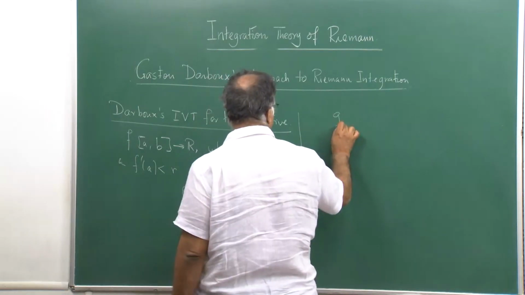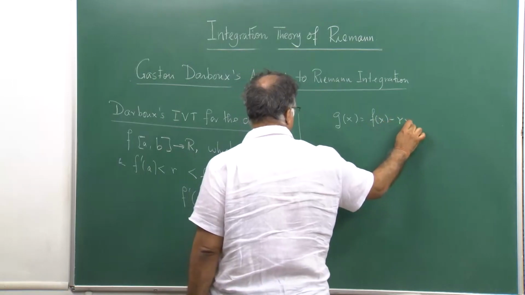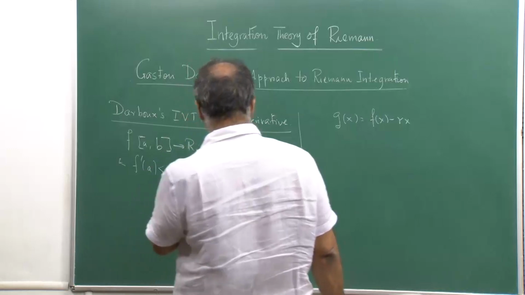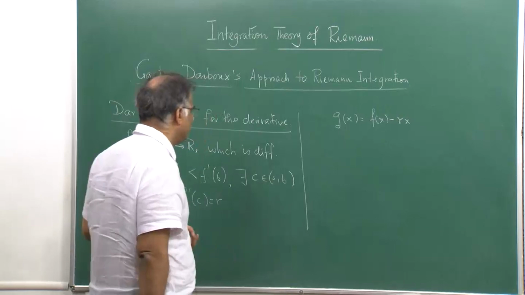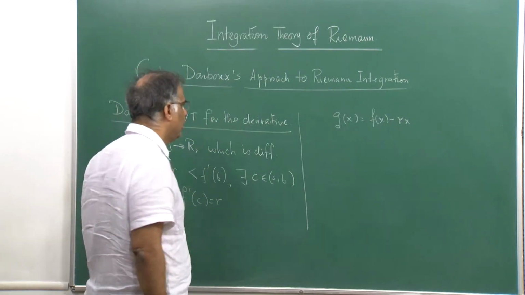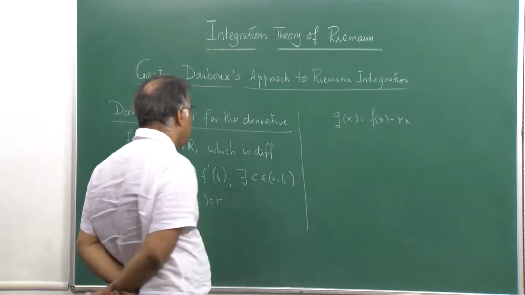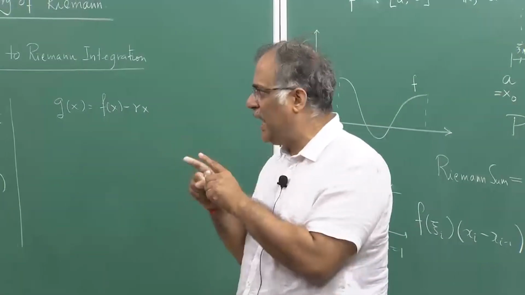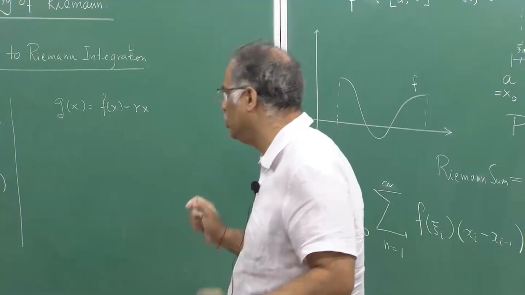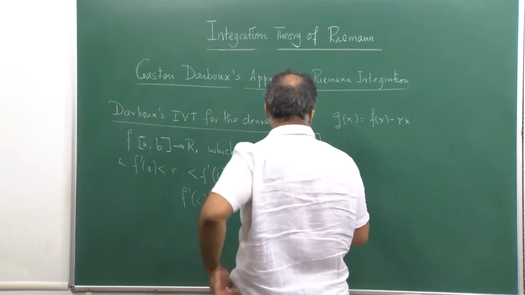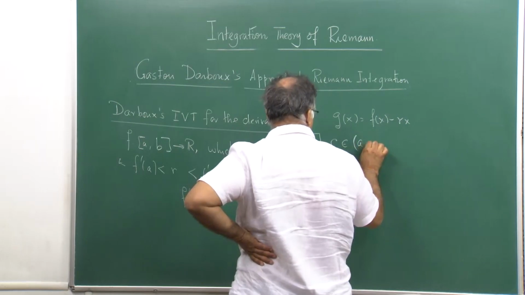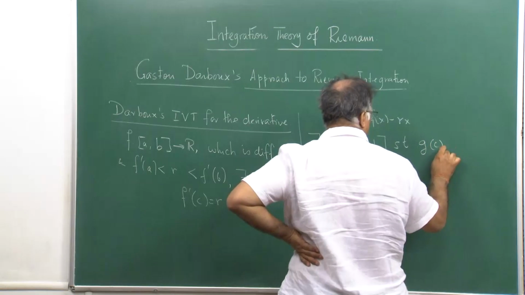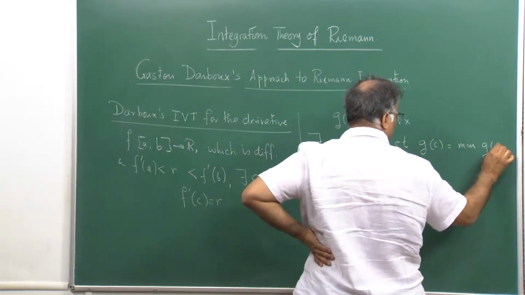Now, consider a function g(x) = f(x) - r x. This function g is differentiable because the function f is and r x is obviously a differentiable function. Now what we can immediately understand is that f is a continuous function, so g is also a continuous function on the interval [a, b], and would have a maxima or minima in that. It will have an upper bound and a lower bound, and the bounds would be attained. So there exists c in [a, b] such that g(c) is equal to the minimum of g(x) over x in [a, b].